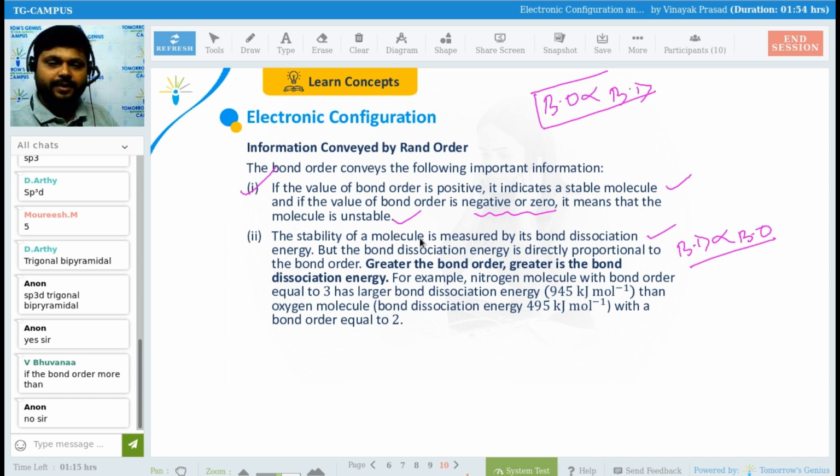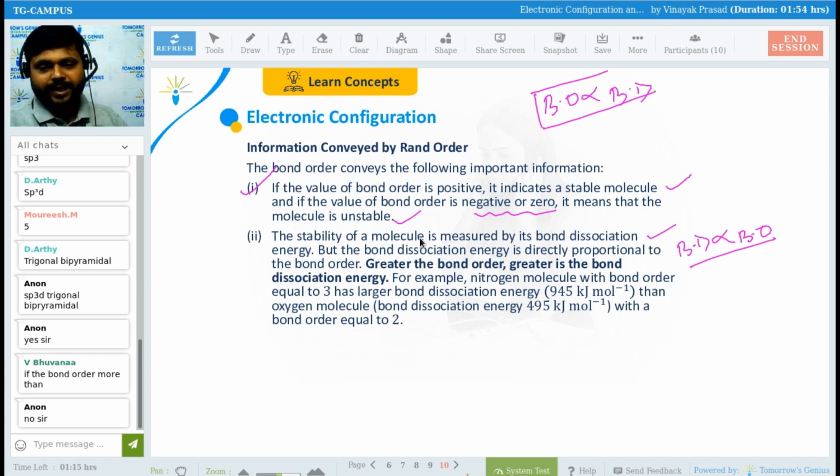Okay, now. So is it easy now? So if the bond order is maximum, the bond dissociation energy will be more. Is it easy? Easy, everyone? Any problem till here? Okay.